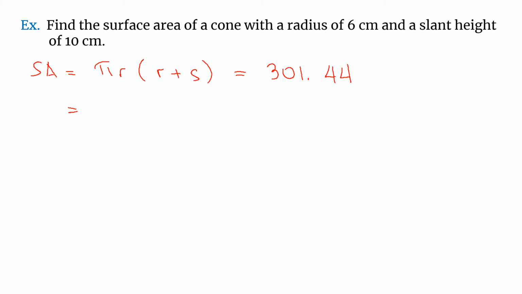Okay, so sabi natin, pi is 3.14. Then, multiply natin itong 3.14 sa radius na kung saan ay 6. And then, times the quantity r, 6 plus 10. Okay? So, ito yung pi, ito yung r, ito naman yung r plus s.